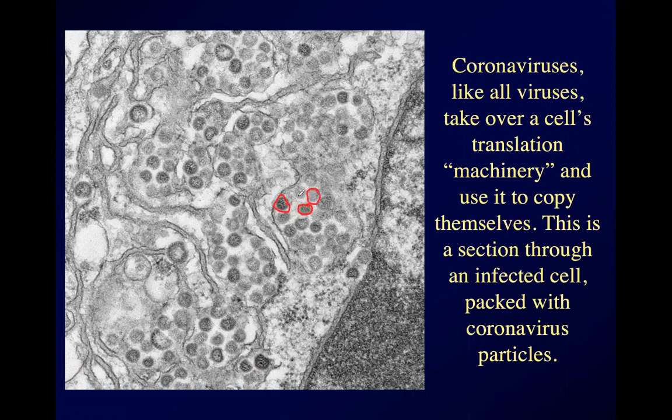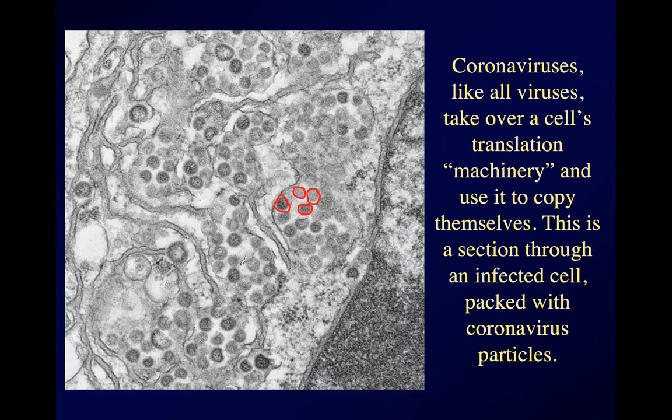And like all viruses, coronaviruses take over a cell's ability to transcribe and translate to make proteins and use that to make copies of themselves. So an infected cell can't make the proteins that it needs because it's using all of its energy to make coronavirus proteins. Coronavirus particles assemble inside a cell and eventually burst out, killing the cell, and go on to infect other cells. And this is what happens when you get infected with coronavirus.